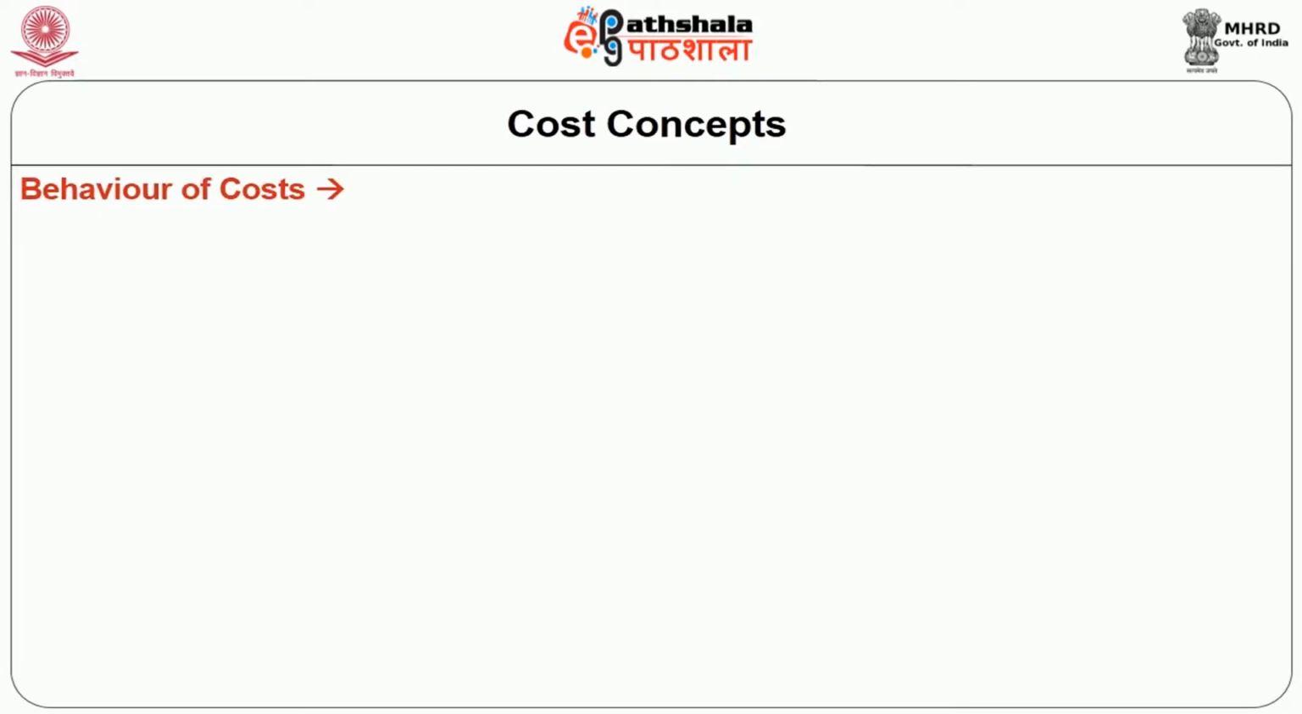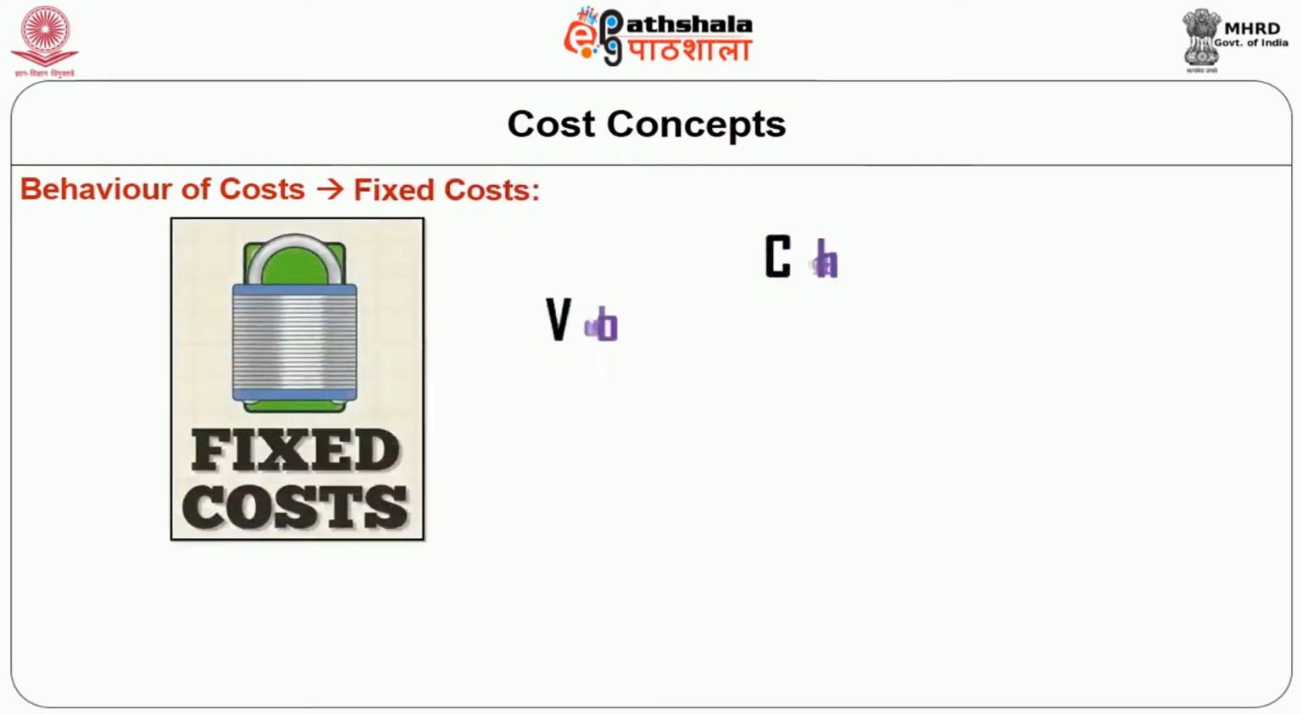The manner in which cost respond to changes in the volume of sales is referred to as the behavior of cost. To understand how cost behave in various situations, all costs have to be placed into one of the following three categories. The first one is fixed cost.